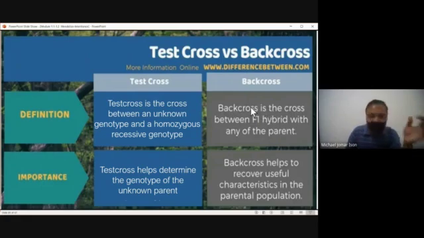The back cross, on the other hand, is a cross between the F1 hybrid and any of the parents, and it will be mentioned in the problem which parent you are talking about. Is it the first parent or the second parent? Most likely it will describe the characteristics of the parent that needs to be back crossed with. So F1 with any of the parents. Now, the importance of a back cross is that it helps to recover useful characteristics in the parental population.